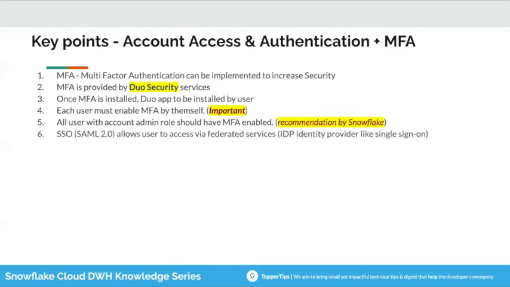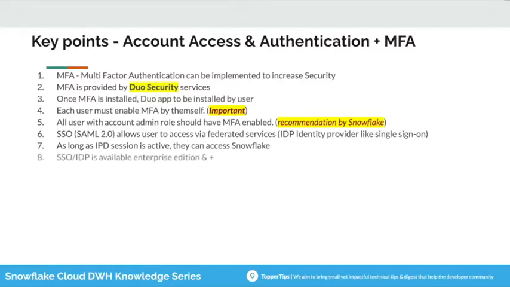Single sign-on or SAML 2.0 allows users to access via a federated service. So if you are working in an enterprise environment, you may access your Snowflake through Active Directory or some other identity provider. As long as the IDP session is active, they can access Snowflake. So this is additional security provided by Snowflake. Single sign-on and IDP are available in Enterprise edition and above. So very important point, please keep it in mind.